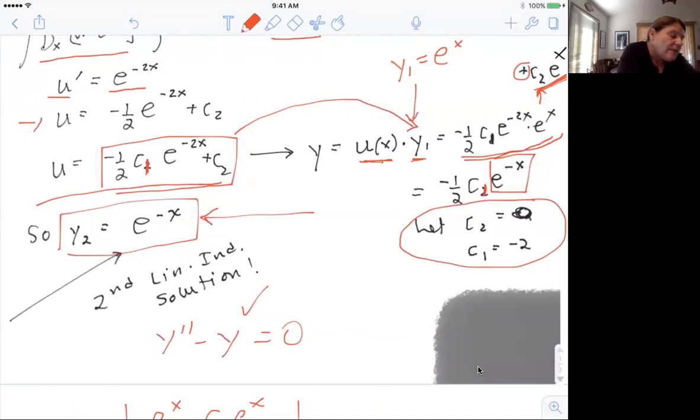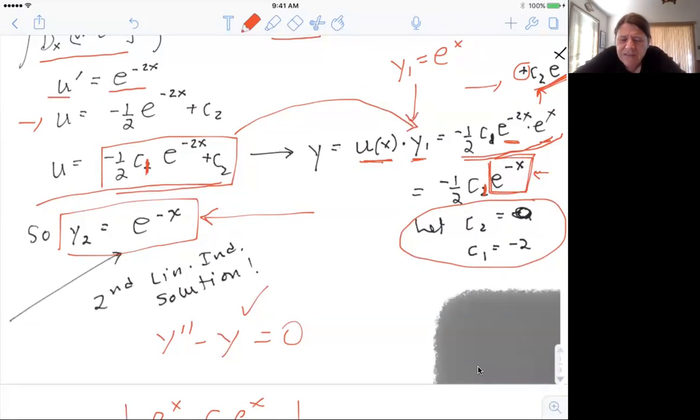Now, that thing right there is already part of my fundamental set. I don't need to consider it. This part, if I add e to the minus 2x and e to the x, I get e to the minus x. And that's why your book says, let's let the coefficient on the e to the x, which is already the piece of the fundamental set we know, be 0, and let C2 be minus 2 to completely isolate just the barest form of the other linearly independent solution.